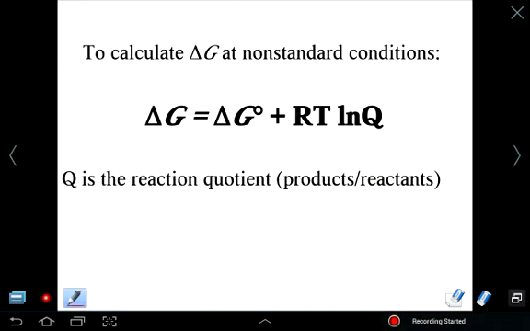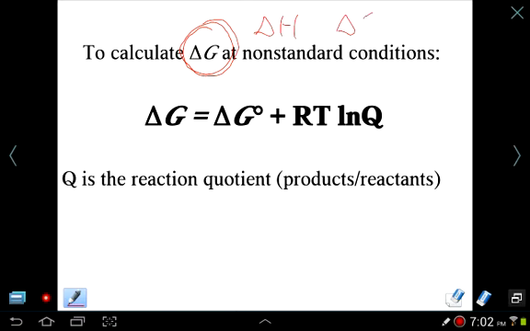Chapter 19, Lesson 4. Previously we have defined delta G and talked about how delta G tells you whether a reaction will happen on its own or not, whether it's spontaneous or not. And we said the two factors were delta H and delta S, including temperature. Temperature was the third factor that can swing delta G from one side to the other.